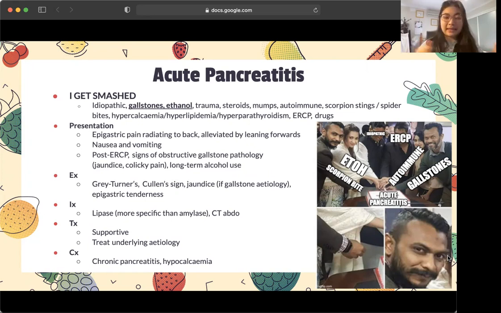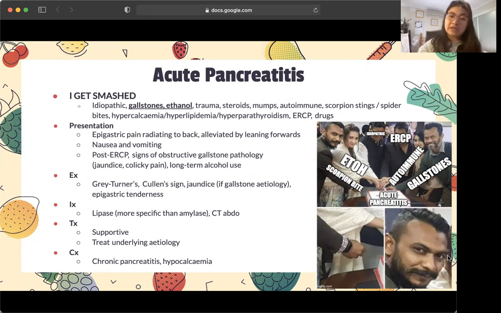Presents typically like the case that we just showed you before, epigastric pain radiating to the back, alleviated by leaning forwards, just because if you remember, the bulk of the pancreas is retroperitoneal. So very, very commonly associated with nausea and vomiting, can also be in your MCQs presented as a patient who's post-ERCP.